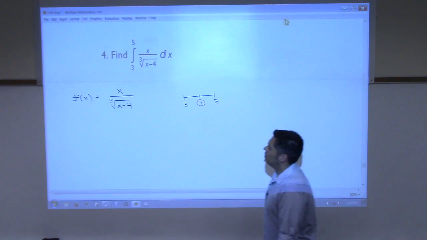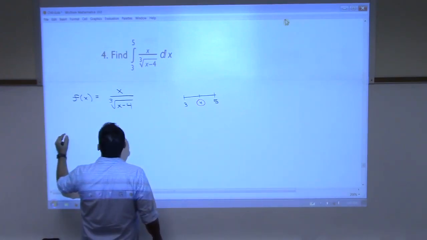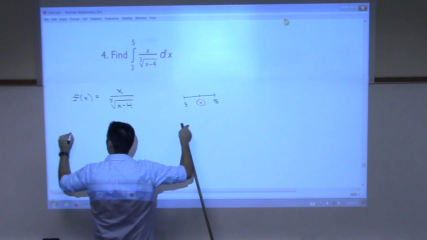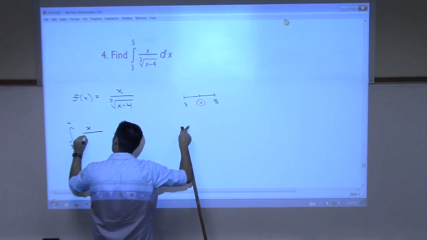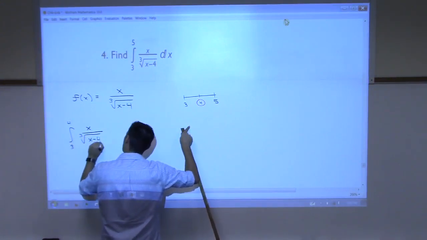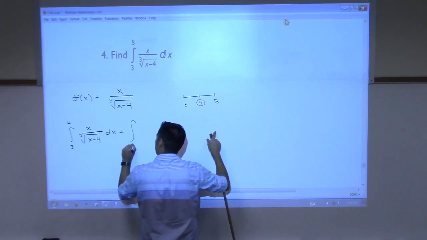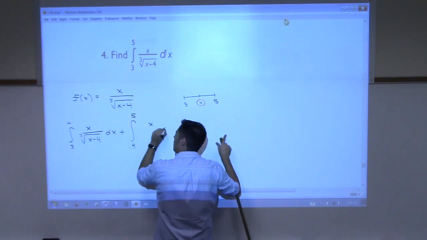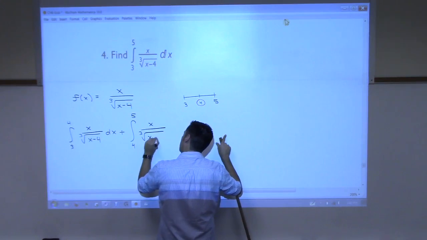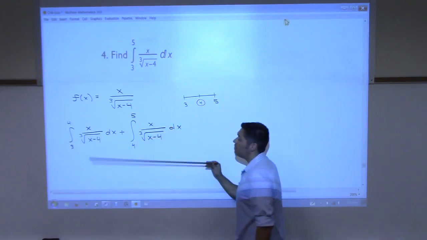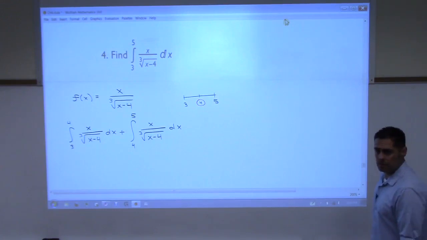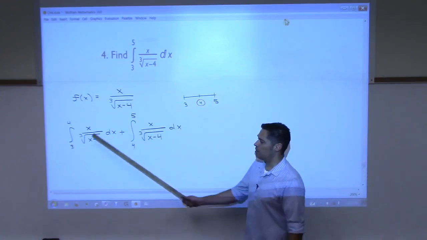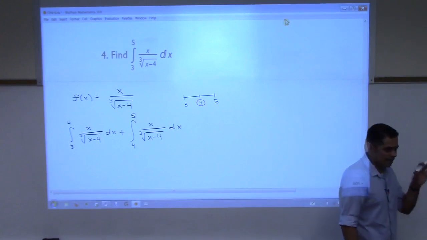All right, so we're going to take that original integral, but instead of going from 3 all the way to 5, we're first going to go from 3 to 4, and then add to that the integral from 4 to 5. Now, if one of these diverges, the whole thing diverges. But if they both converge, then the answer is that it converges. So for divergence, you just need one of these to diverge. But for convergence, you actually have to have both of them converge.